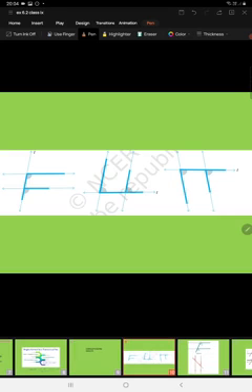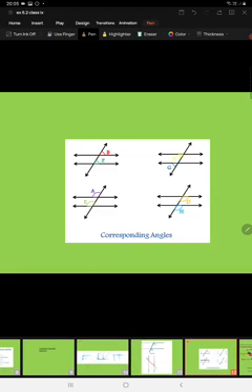Corresponding angles give the idea of the alphabet F. If you see this figure, I took this figure from your class 7th book. You all have studied this in your class 7. I just want to recall all the topic. So the alphabet F is formed here. When you rotate this figure, the position of these two angles, this is F and this is F. These two angles give the idea of corresponding angles.